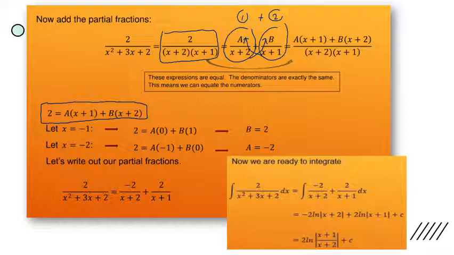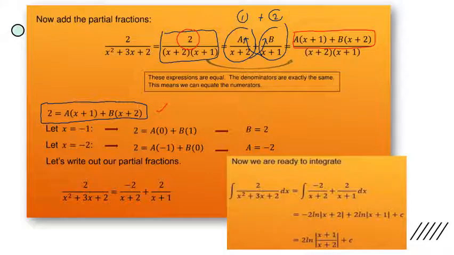And then we equate this numerator part with this one. So 2 equals a times x plus 1 plus b times x plus 2. Then we want to solve for the values of a and b.